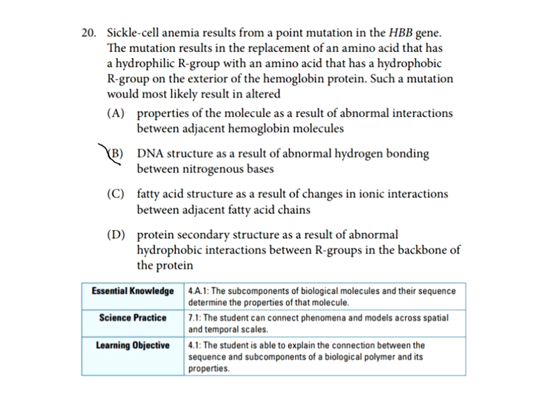Okay, it's not going to have anything to do with the DNA at this point. That was already messed up. C, fatty acid structure as a result of changes in ionic interactions between adjacent fatty acid chains. Nope, not going to have anything to do with fatty acids. Hemoglobin is a protein. D, protein secondary structure as a result of abnormal hydrophobic interactions between R groups in the backbone of the protein. This sounds like it might be right.